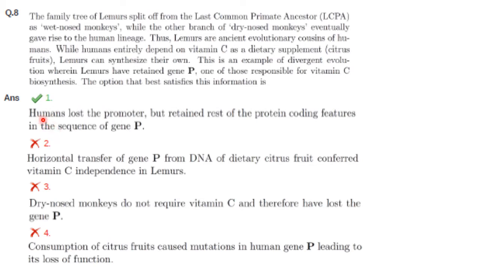Then option 1, humans lost the promoter but retained the rest of the protein coding features of the sequence of gene P. That can be correct, since if the promoter is not present, or it is lost or mutated, it can result in no protein being synthesized by the gene P for vitamin biosynthesis. Okay. So answer is option 1.